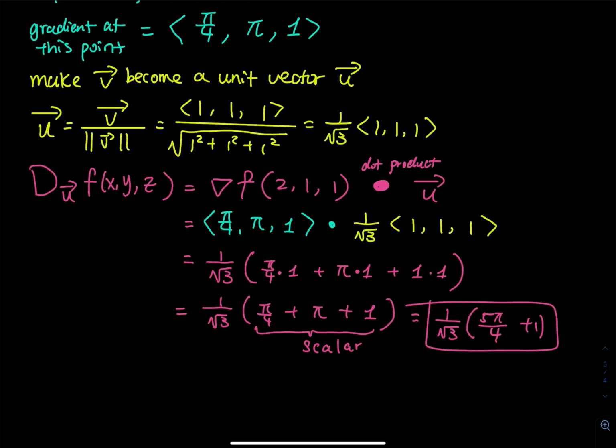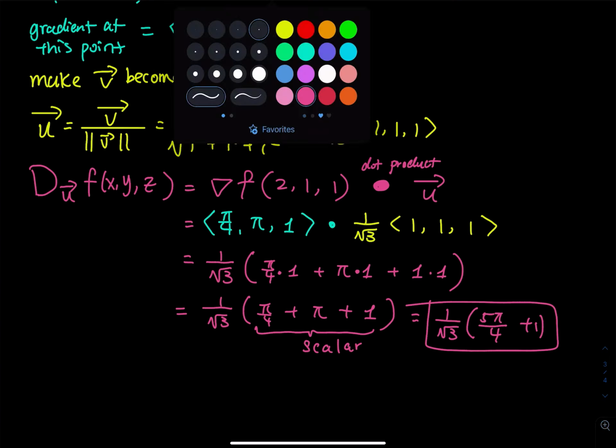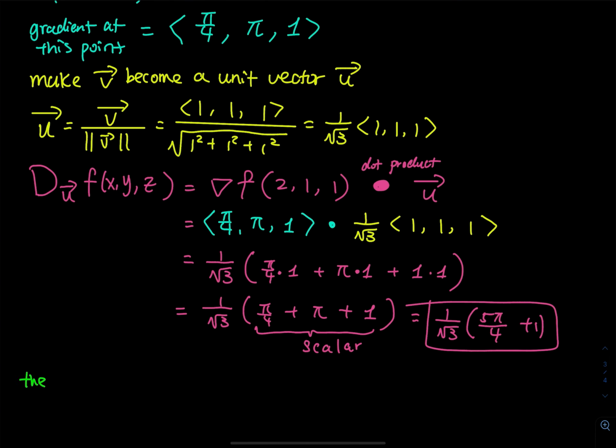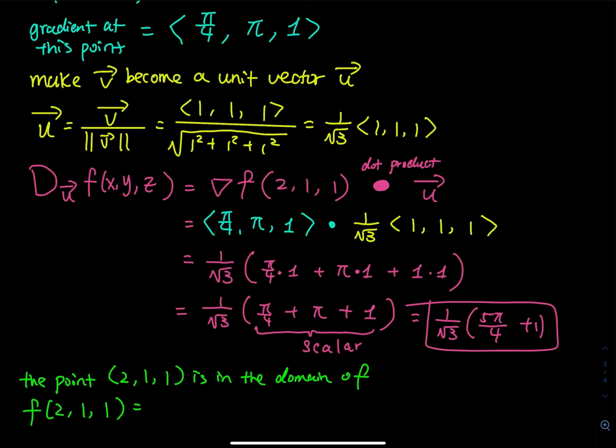Okay, let's go over this one more time. We started with a point, right? So 2, 1, 1. We say the given point, x equals 2, y equals 1, z equals 1, is in the domain of the function f. And then f of 2, 1, 1, you plug it into the function. That will be x times 1 squared times inverse tangent of 1. So that will be 2 times pi over 4 equals pi over 2.